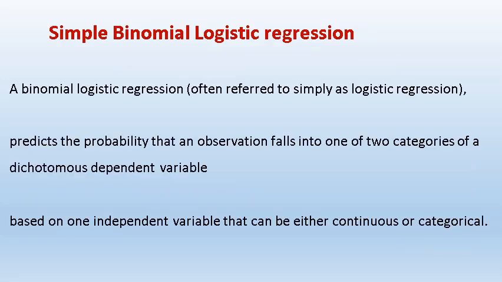What is simple binomial logistic regression? Binomial logistic regression, referred to as logistic regression, predicts the probability that an observation falls into one of two categories of a dichotomous dependent variable. The dependent variable is dichotomous or binary, based on one independent variable that can be either continuous or categorical.